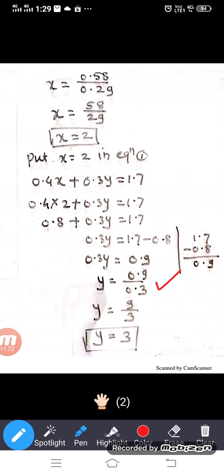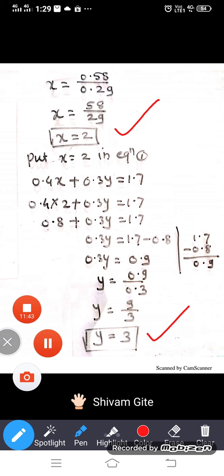In numerator and denominator the preceding decimal digit is the same. The decimal point gets cancelled. 9 upon 3. y is equal to 3, since 3 threes are 9. Then the value of y is equal to 3. The solution of the given equations are x is equal to 2 and y is equal to 3. Write down here.